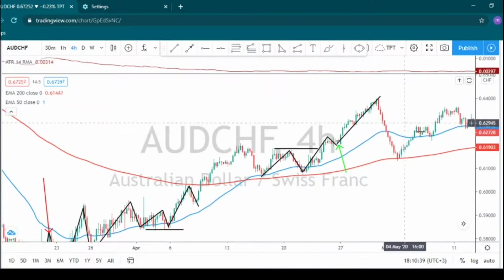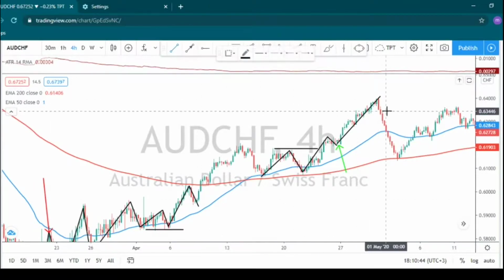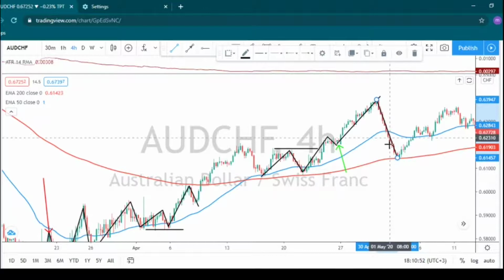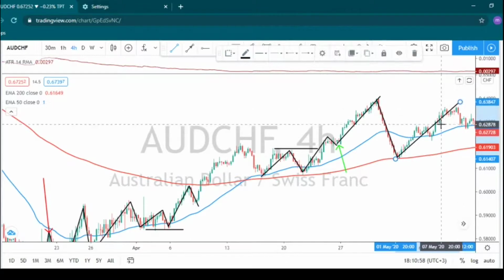Now I'm looking for a pullback that does not close below this 200 EMA, but it can touch the 200 EMA. No problem with that. It can touch, but it should not close below it. Then you enter the market, and what do we see? Boom, this could be a win too.